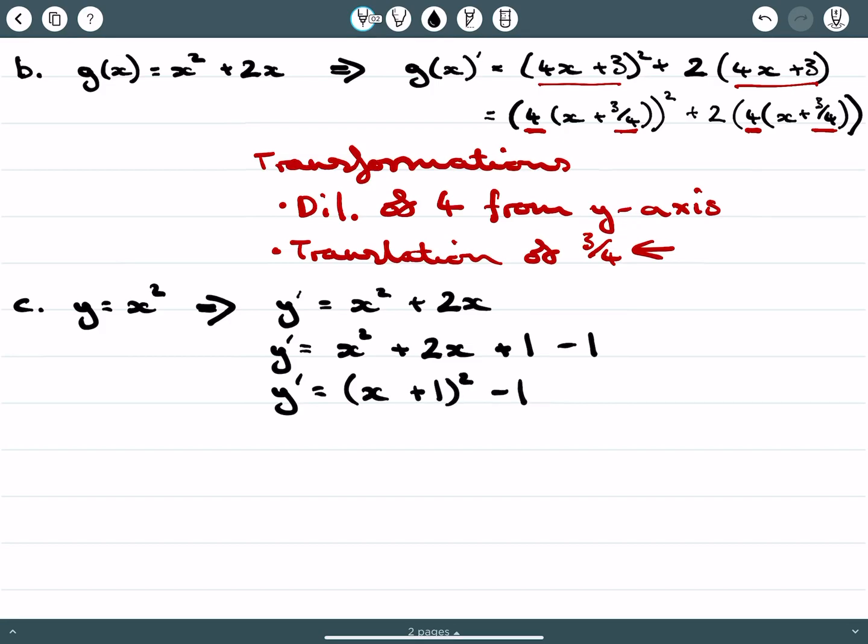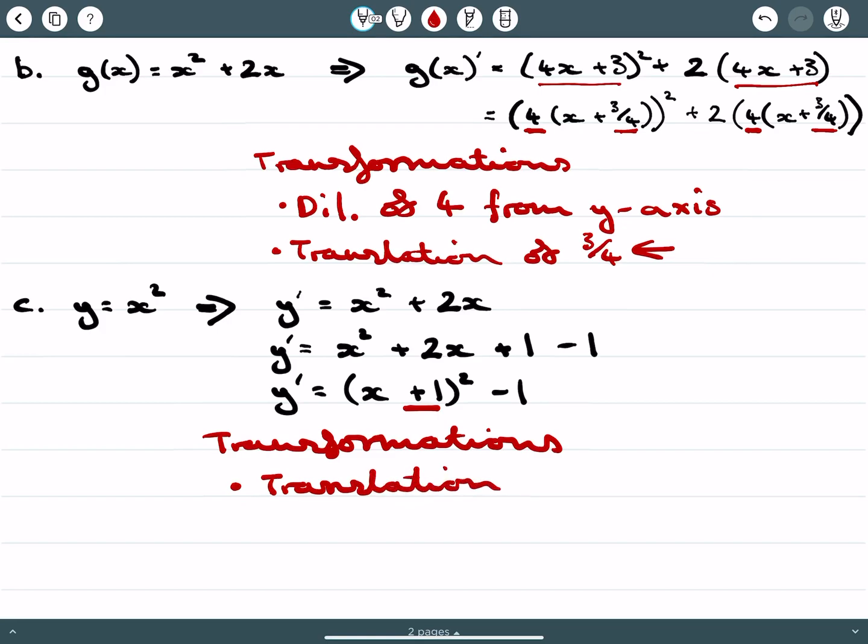So what I get here, we can see easily that my transformations are pretty much all translations. I have one translation here of this x plus 1, which means that it's a translation of 1 to the left. And then I have this minus 1, which is a translation of 1 downwards.